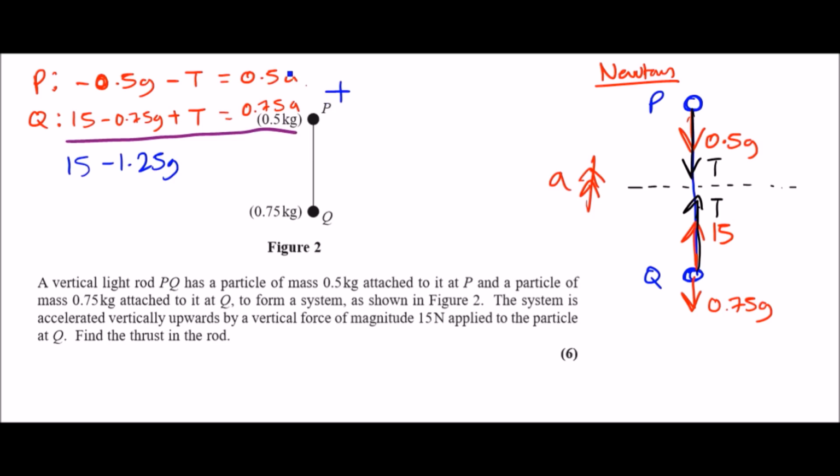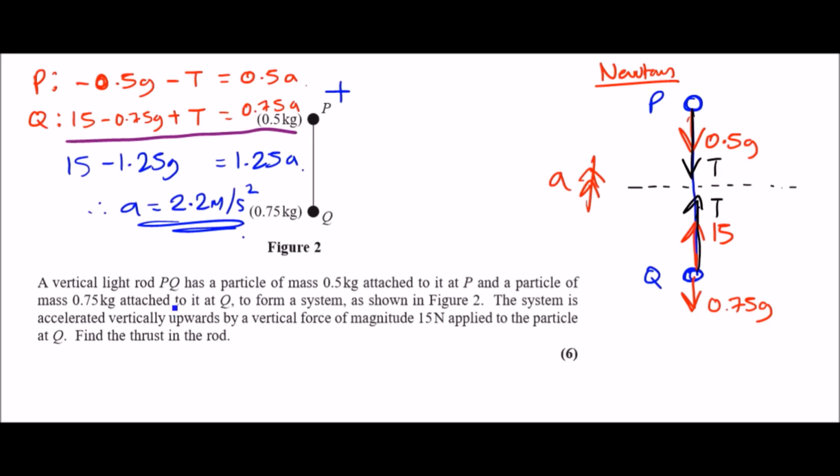Now, adding the two accelerations, you should get 1.25a. And finally, making a the subject, dividing 1.25 across, you should get exactly 2.2 meters per second squared. And that's it. We've done acceleration. And finally, to find tension, pick either of these two equations and you should get a result. I'm going to pick the first equation because it looks easy to work with.